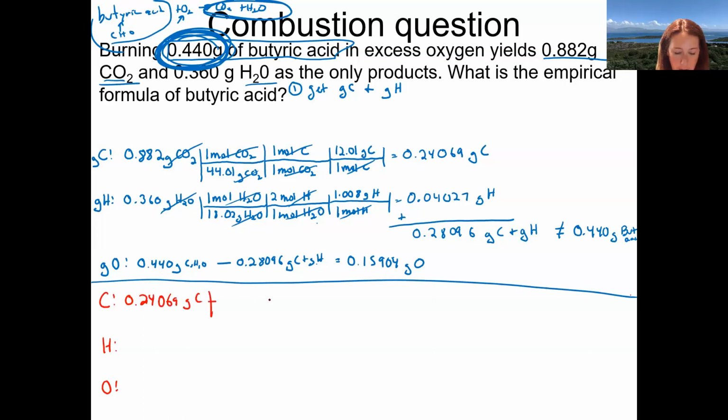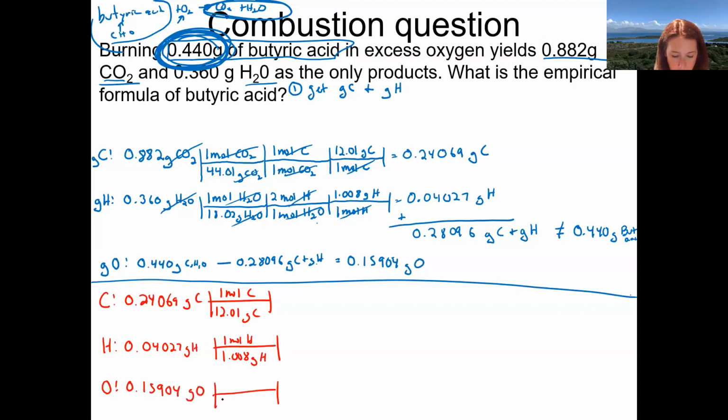So 0.24069 grams of carbon. I'm going to convert it to moles. Oops, hydrogen is 0.04027 grams of hydrogen, converted to moles. Oxygen is 0.15904 grams of oxygen, converted to moles. Right, that was our step 2.